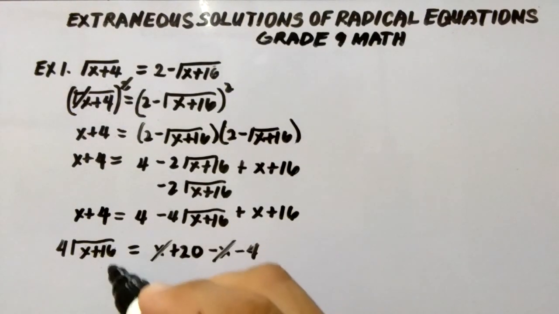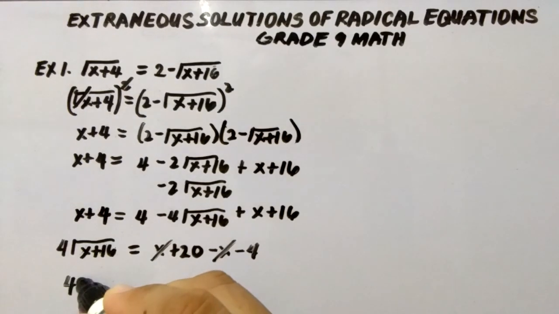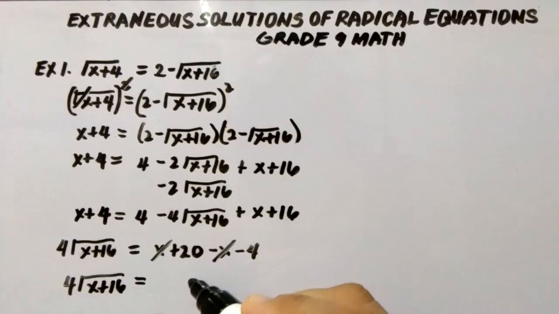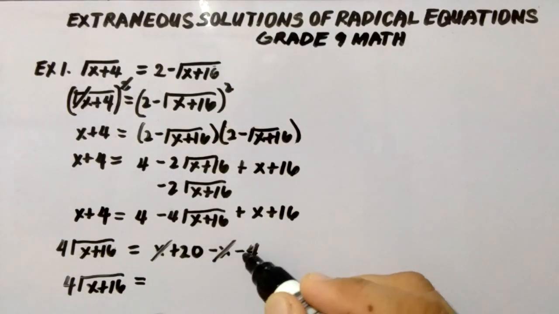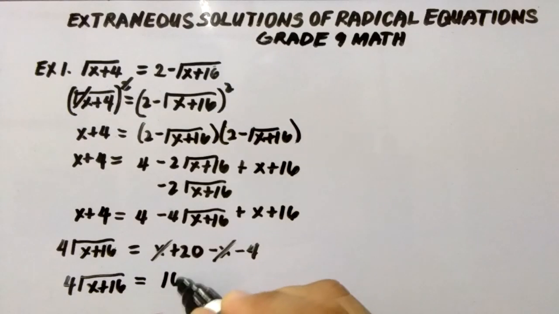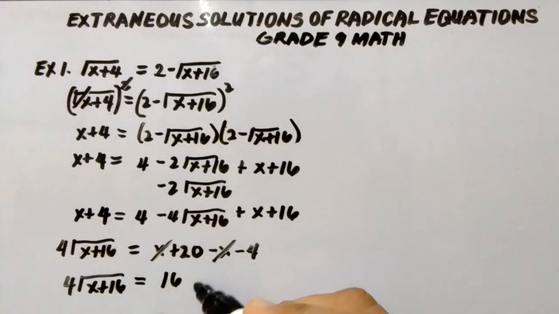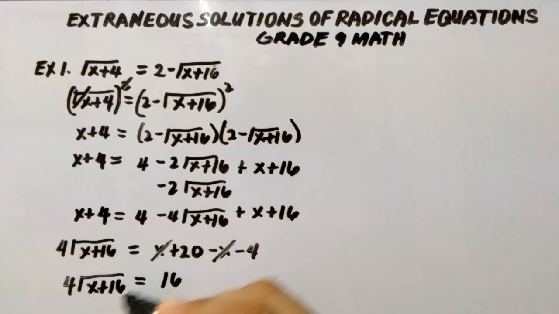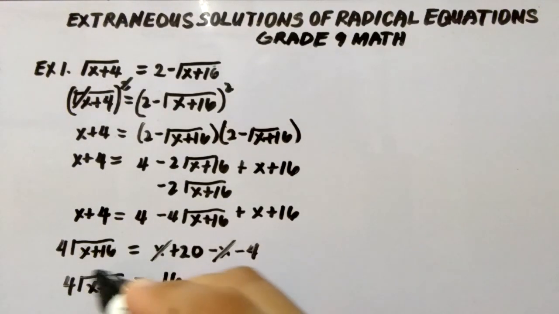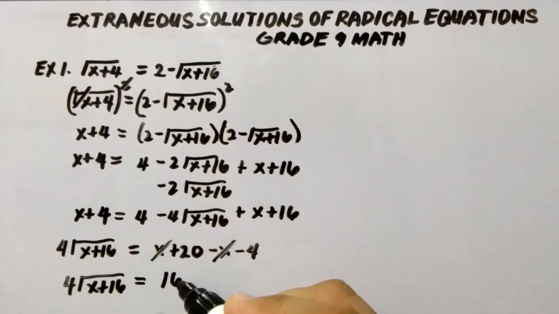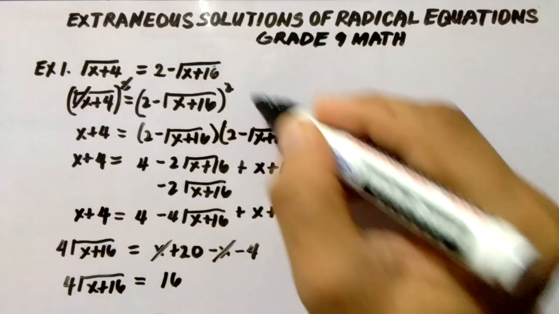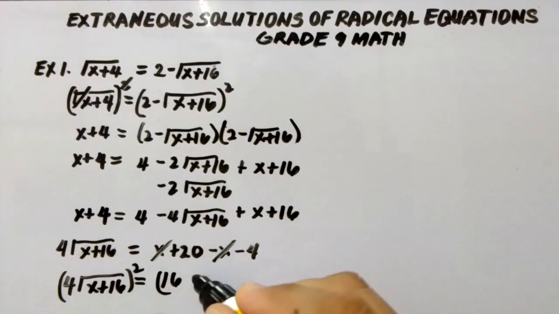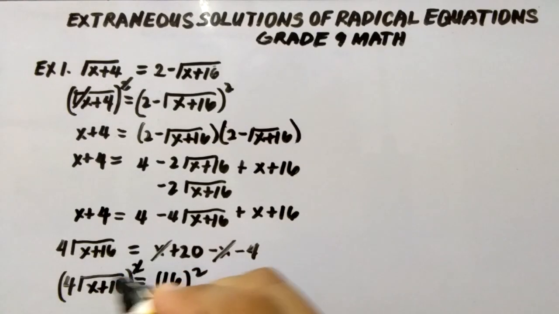So, we have 4 square root of x plus 16 is equals to, okay, na-cancel na po natin. So, 20 minus 4, that is 16. So, the same process ang gagawin natin para ma-eliminate po ito. We have to square both sides of the equation. Katulad po ng ginawa natin dito. Okay, squared po natin. Both sides of the equation. So, makakancel po ito. Makakancel.